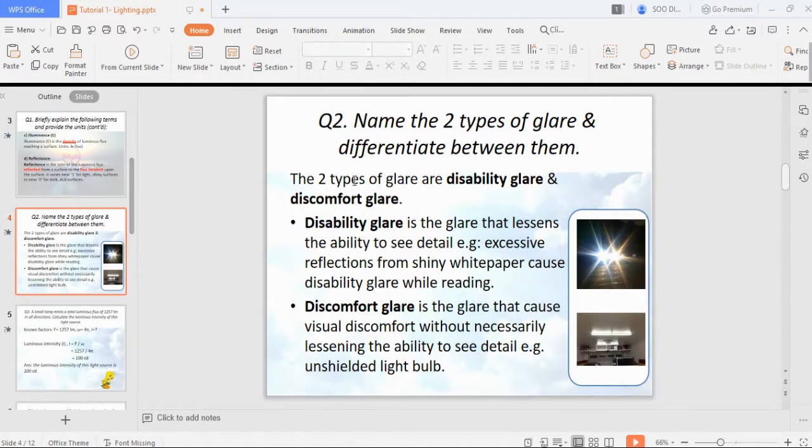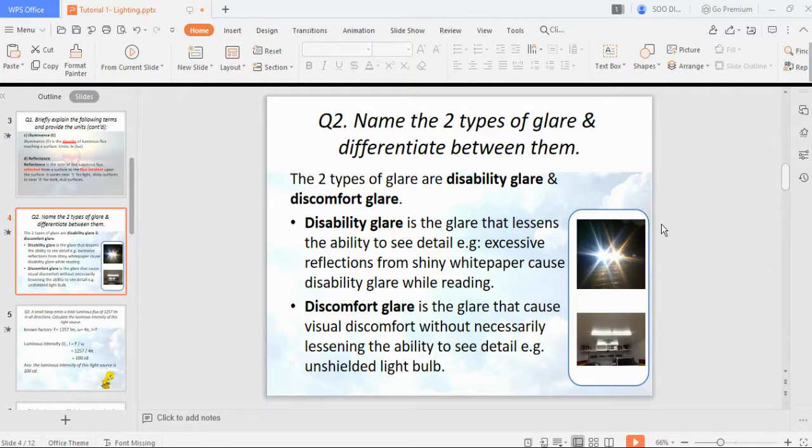Okay, so part 2, question 2 is name 2 types of glare and differentiate between them. So the 2 types of glare is disability glare and discomfort glare. So disability glare is a glare that lessens the ability to see detail. Discomfort glare is a glare that causes visual discomfort without necessarily lessening the ability to see detail.